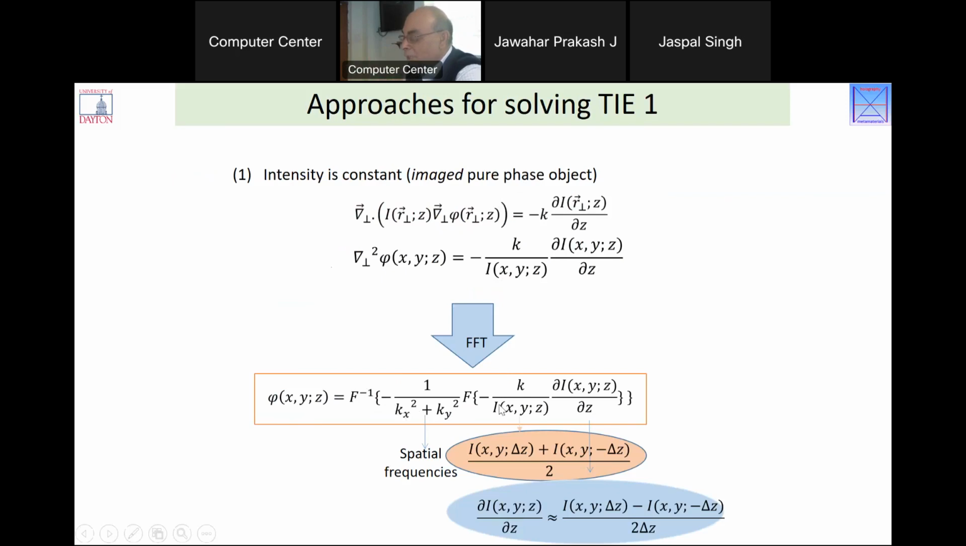The other thing to realize is this ∂I/∂z. Usually people take the forward and backward difference, as you see here. Why? Can anyone say why people take this kind of formula for the derivative, rather than I(x,y,Δz) minus I(x,y,0) over Δz? Yes, it is. But my question is, why do people take this approximation for the derivative and not the first order approximation?